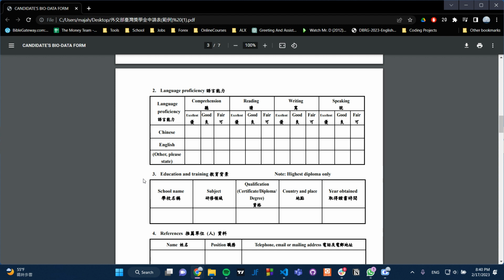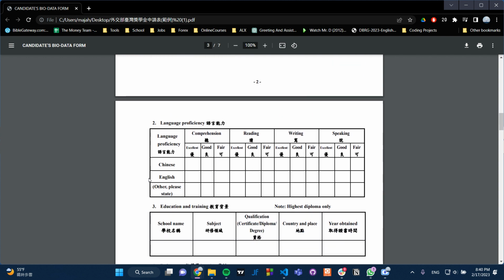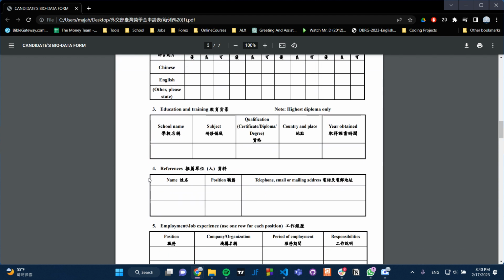Right. So we move on to education and training. Of course, this is another part that I need to place emphasis on. So education, right? There is a note written there: highest diploma only. So we have people that are currently enrolled at university and they want to apply for the Taiwan scholarship, the MOFA scholarship. They want to apply.